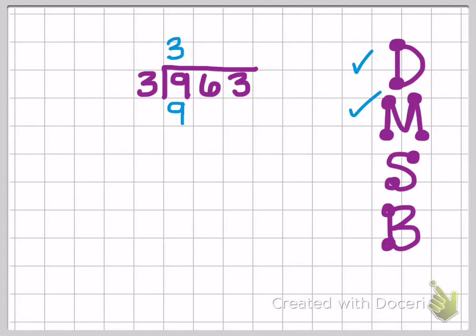Our next step is to subtract. 9 minus 9 is 0. And our next step is to bring down the next digit. So we write that 6 right here. Okay, now we're working with 6. So we start our 4-step process over again. We go back to division.